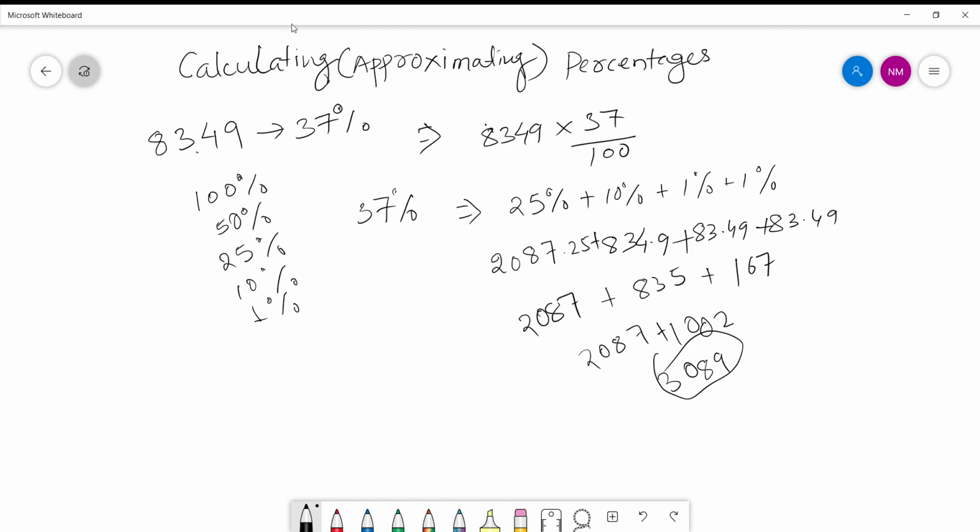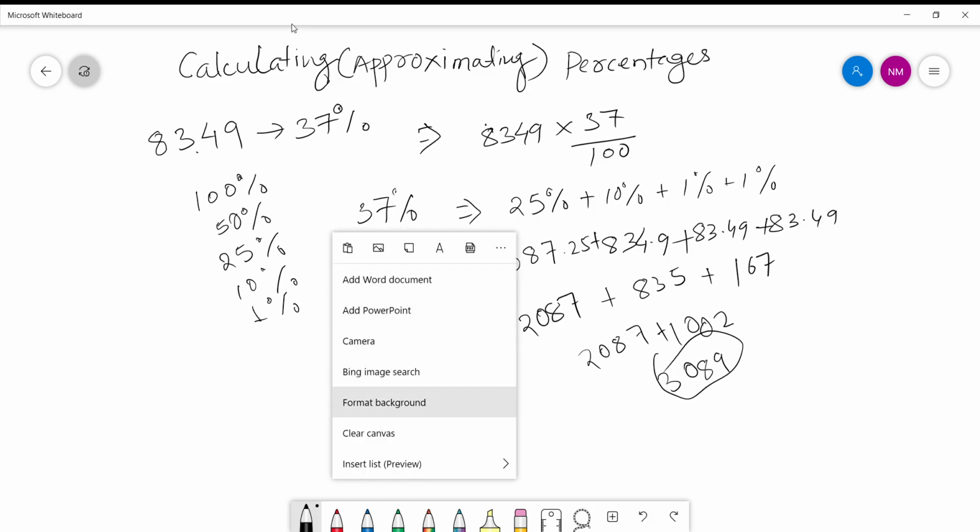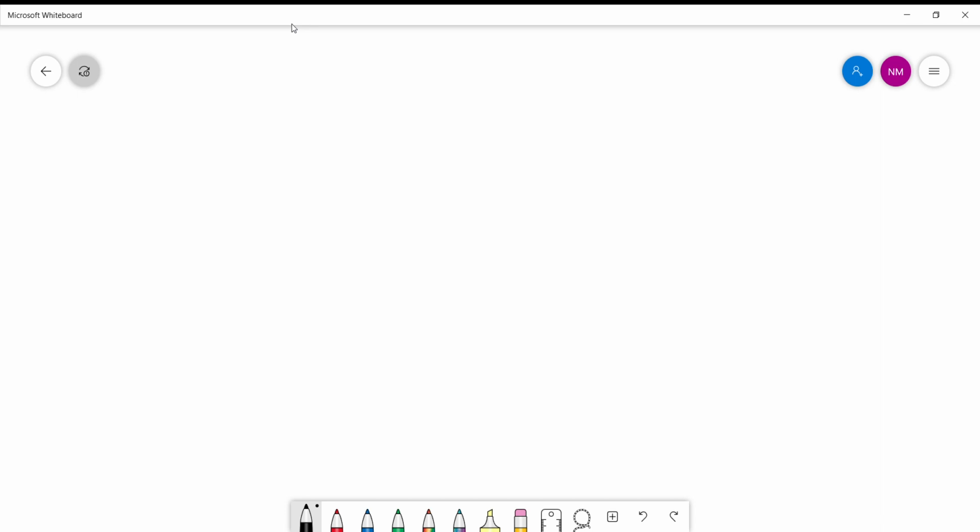Now there is another type of question in which you are given a ratio and you have to calculate the percentage, and we can apply the same concept here also. So let's take an example, let's say 123 divided by 320. This is what percentage? So we have to calculate that.